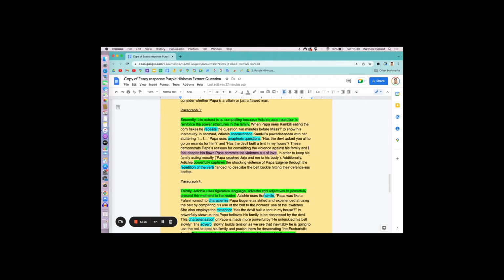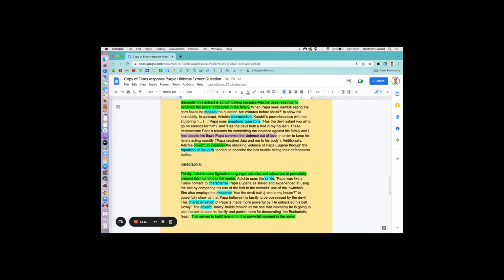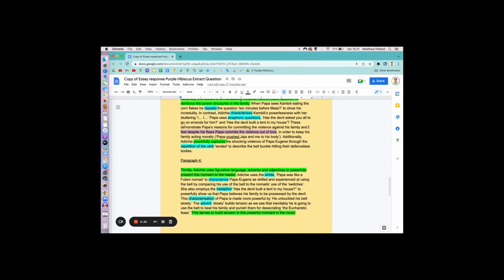Let's read it. Secondly, this extract is so compelling because Adichie uses repetition to reinforce the power structures in the family. When Papa sees Kambili eating the cornflakes, he repeats the question "10 minutes before Mass" to show his incredulity. In contrast, Adichie characterizes Kambili's powerlessness with her stuttering "I." Papa uses anaphoric questions: "Has the devil asked you all to go on errands for him?" and "Has the devil built a tent in my house?"